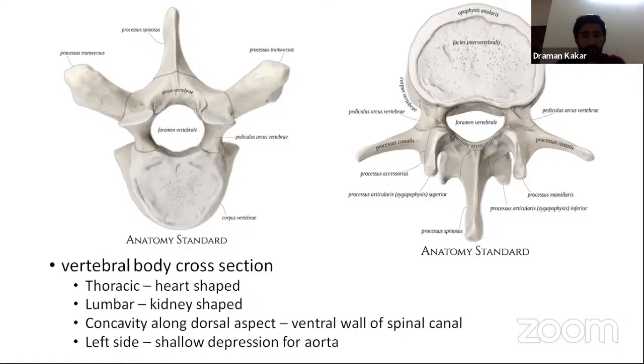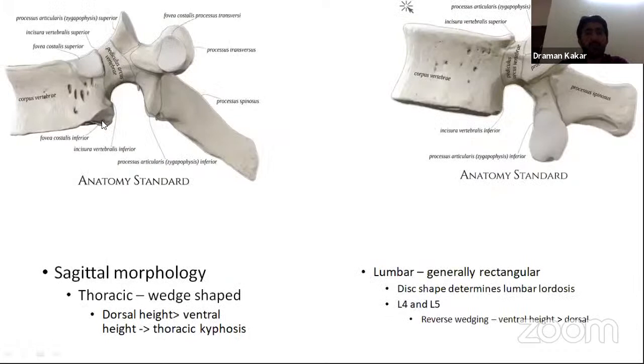In the sagittal section, we can see the body of the thoracic spine is wedge-shaped. The dorsal height is more as compared to the ventral height. So when these combine, they provide a kyphotic curvature to the thoracic region. As compared to this, the lumbar vertebra has a shorter dorsal height as compared to the ventral height, so this provides lordosis to the lumbar region. Along with this, we can appreciate a pair of demi-facets along the lateral surfaces of the vertebral body and a facet on the transverse process, which articulates with the ribs.